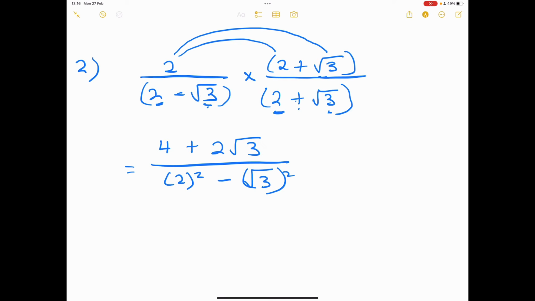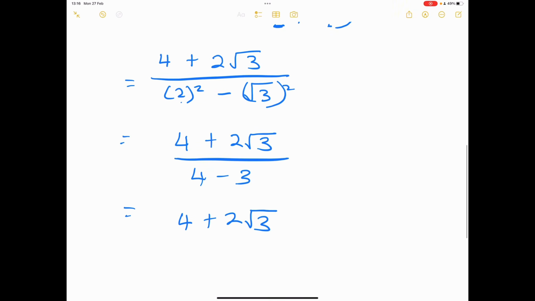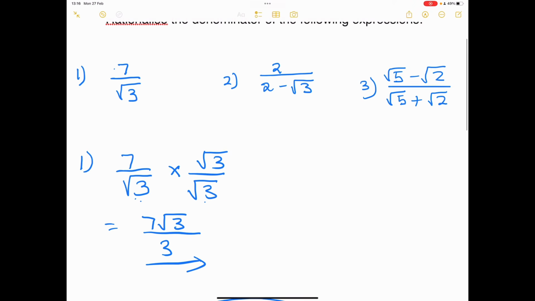So what do we have in our expression? We've got 4 plus 2 root 3 divided by 2 squared, which is 4, minus root 3 squared, which is 3. So 4 minus 3 would be equal to 1. So our answer would be 4 plus 2 root 3. Anything divided by 1 is in fact itself. So that would be our final answer. All right. I just want us to look at the next one.